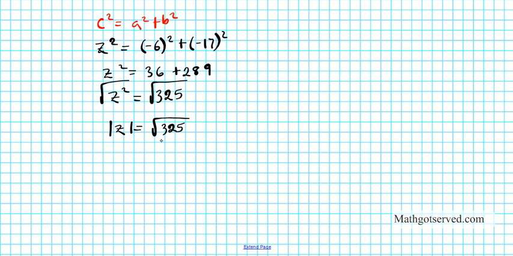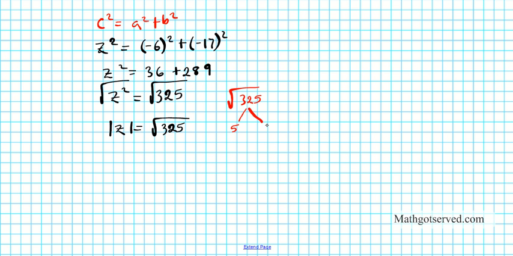Now, can I reduce this? Is this reducible? I don't know. Let's try. So 325, what can I take out? Since it ends in 5, let me change the color of this. Since this is just scratch work right here. So with 325, I can take out 5, right? Since it ends in 5.